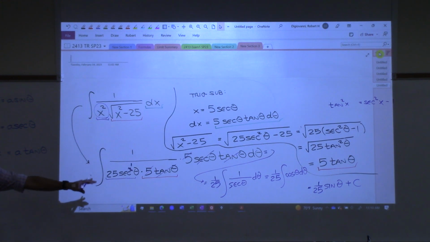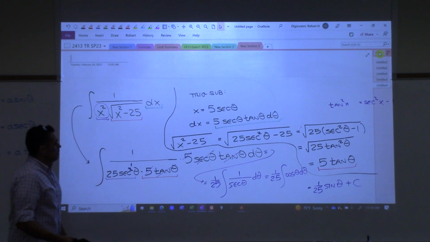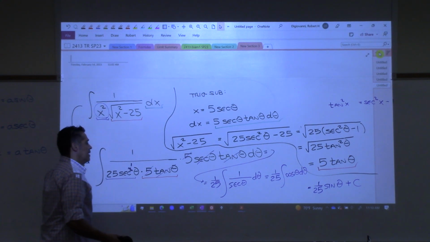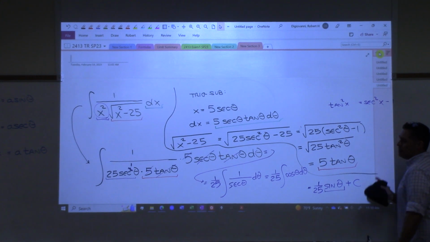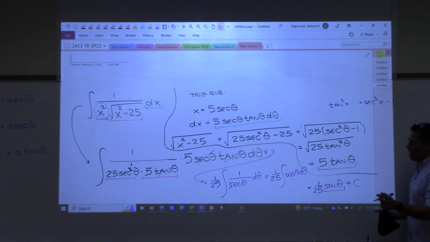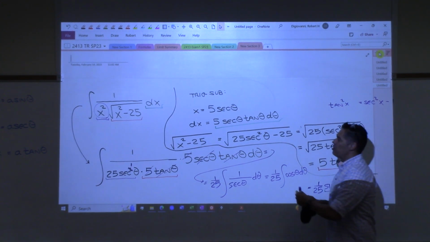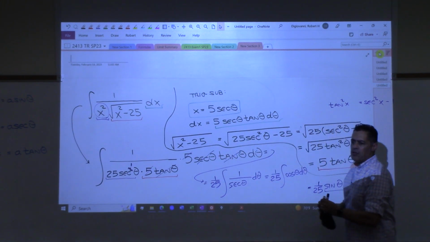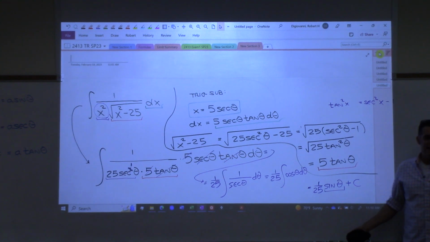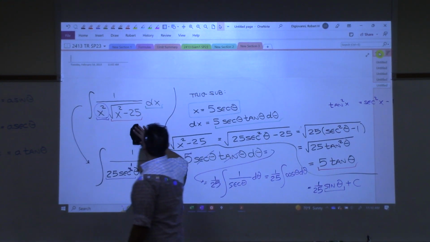Because we're not done. Our answer is in terms of theta, our answer needs to be in terms of x. So we need to figure out what sine theta is in terms of x. I said last class that where you go to get this information is right here. Go to your original trigonometric substitution and create a reference triangle off that. So I'm going to do that drawing right here.